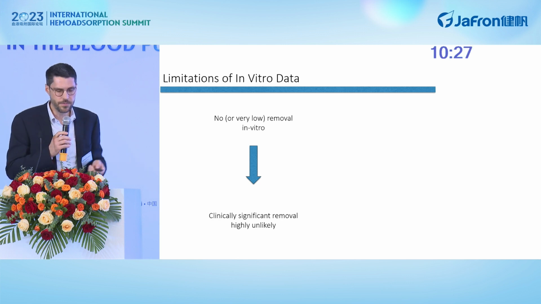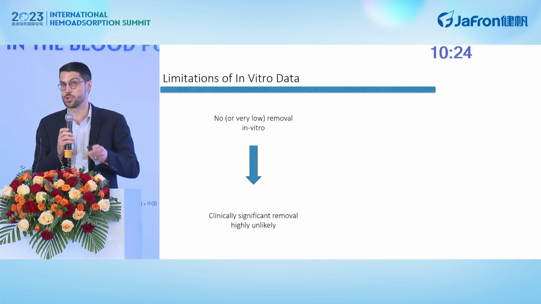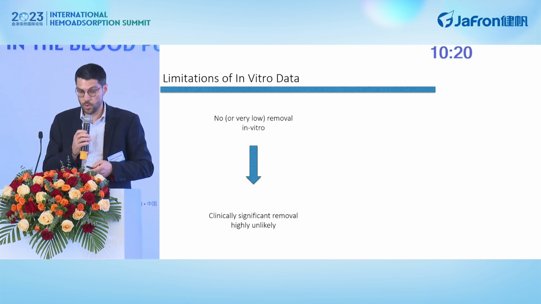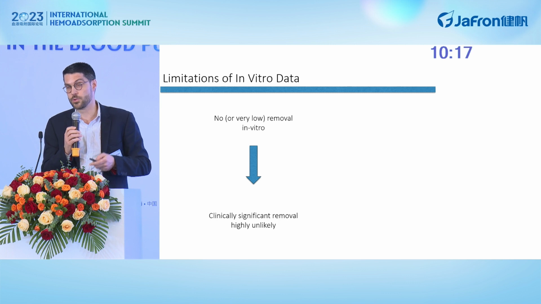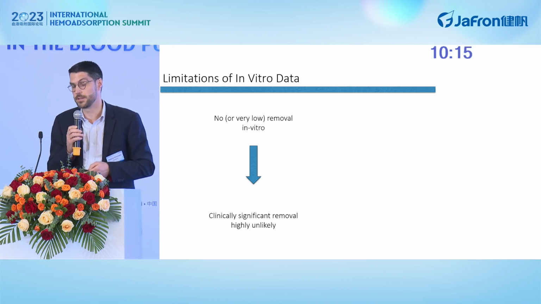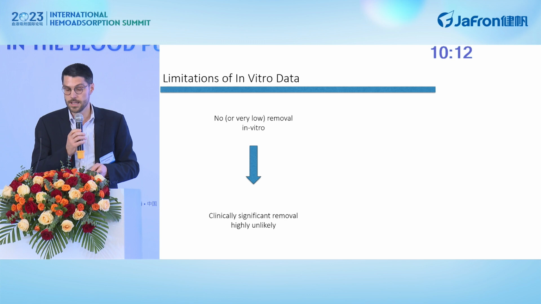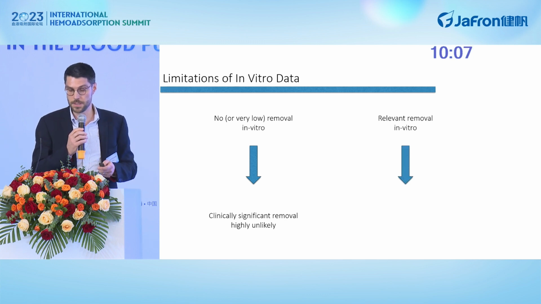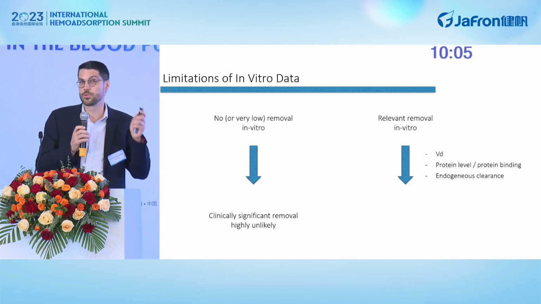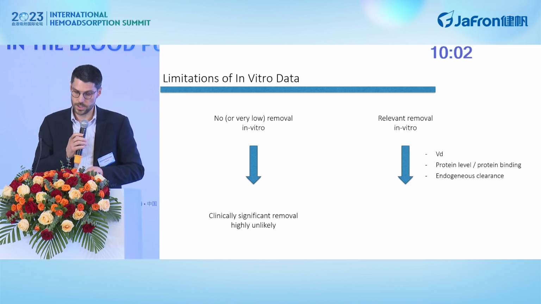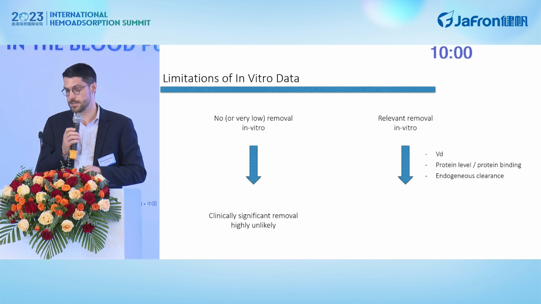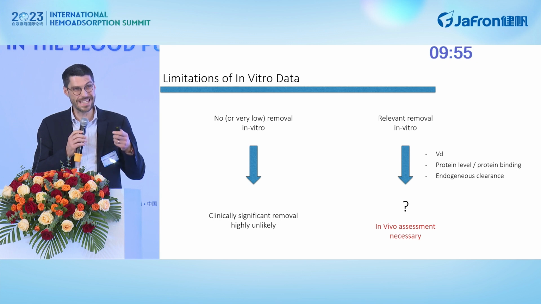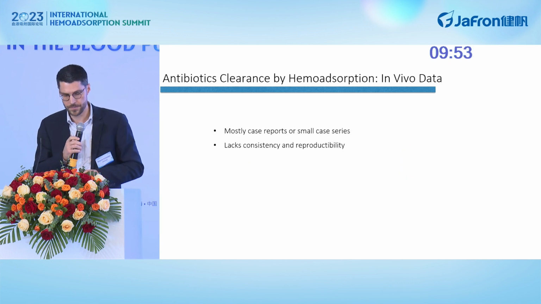So I think in vitro data are important when they show no removal. If in vitro data suggest no or very low removal, then it's very unlikely that the removal will be significant in a real life patient. Whereas if it is significant, as shown in the previous paper, then it's very difficult to have a direct conclusion as to its utility, its consequences in patients, for all the aforementioned reasons. So in vivo assessments are required.